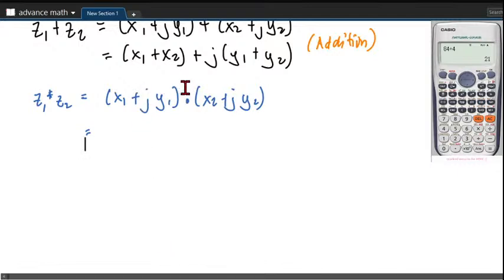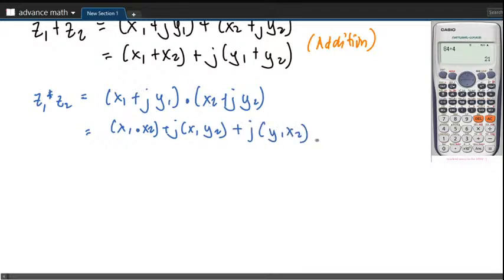So we could use the FOIL method. So we could have this one as x sub 1 times x sub 2. Then we will just distribute this next one here plus j x sub 1 y sub 2. And we could have this one also. It will be j y sub 1 x sub 2 plus j squared y sub 1 times y sub 2.